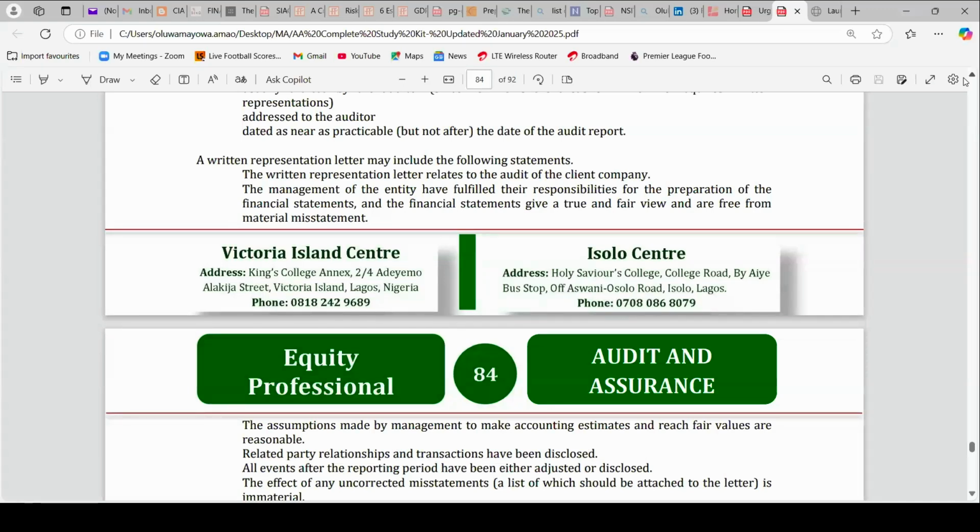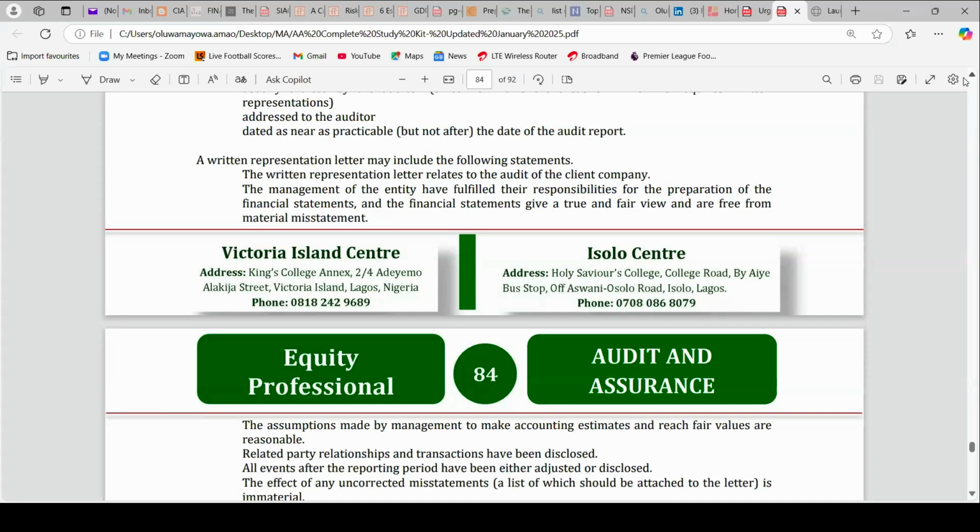Or if he has considered the management's integrity and the audit evidence, based on the fact that the management is not ready to give written representation, which is more like a support document to the audit evidence. So if the management is not giving it, it could mean that there are issues in the financial statement. So the auditor might even choose to give an adverse opinion on the audit report. Now, these are what you need to know.